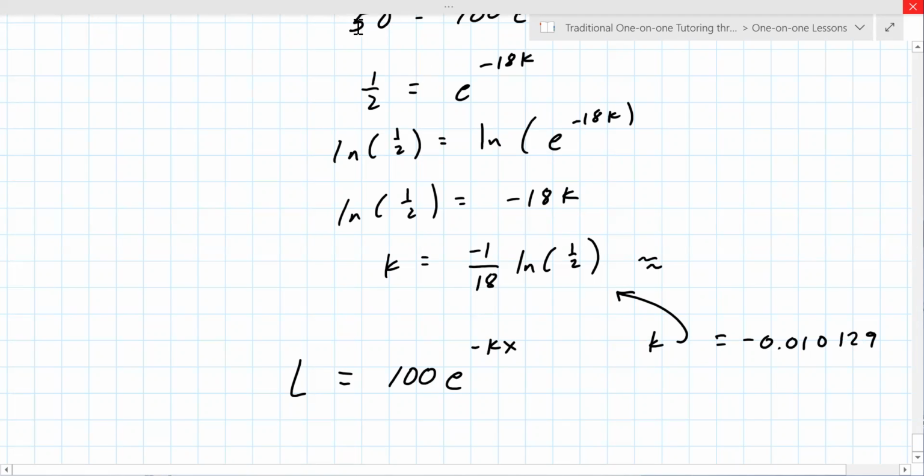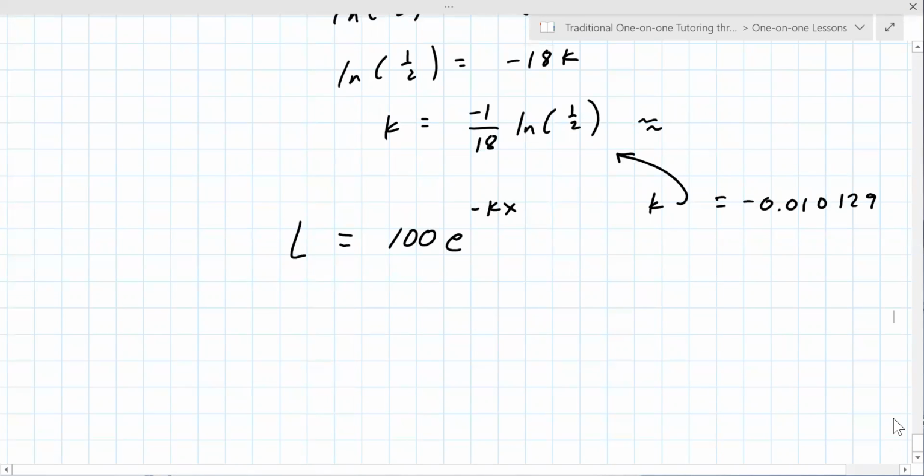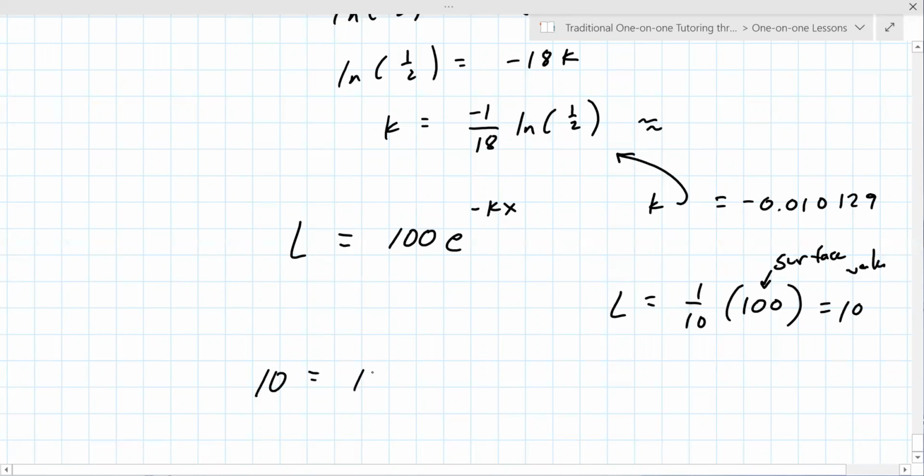Okay. So now we can actually answer the question. It says, you know that you cannot work when the artificial light intensity falls below 1/10 of the surface value. So we considered the surface value to be 100. So we're trying to figure out, well, when is L equal to 1/10 of 100, because that's the surface value. But we defined that. Okay, but it still works because we're using ratios in all these problems. So that's 10. So we're basically saying, okay, when is 10 equal to 100 e to the minus kx?